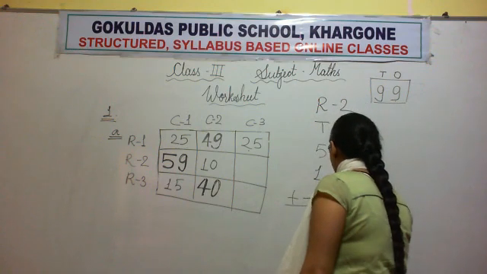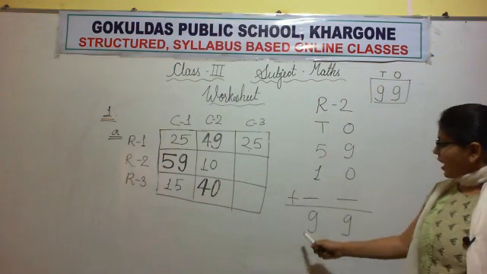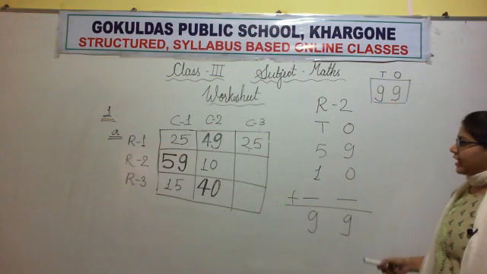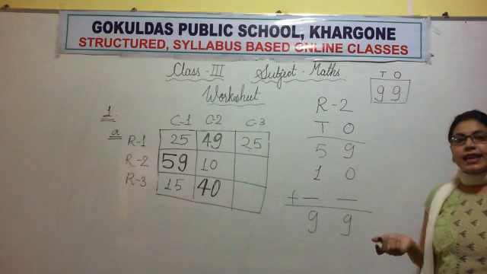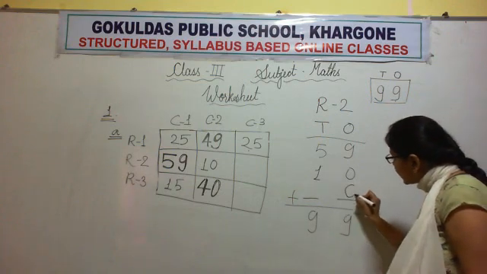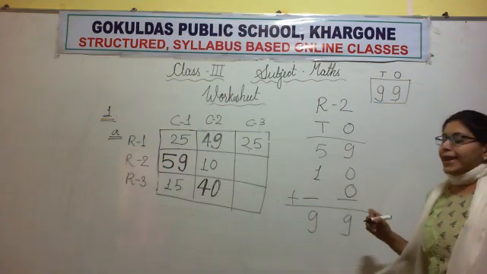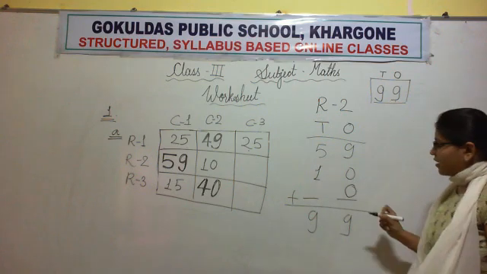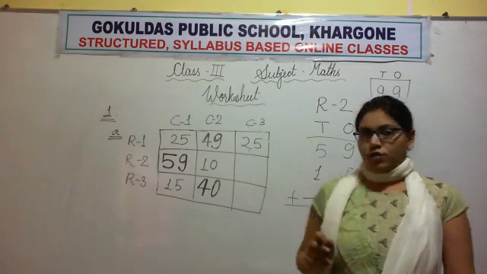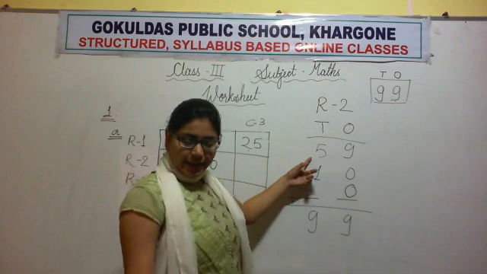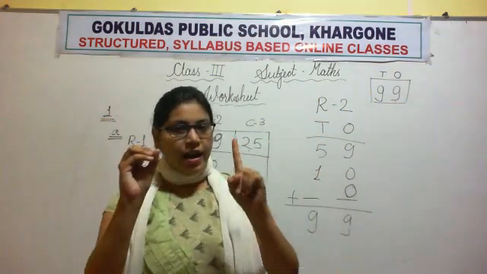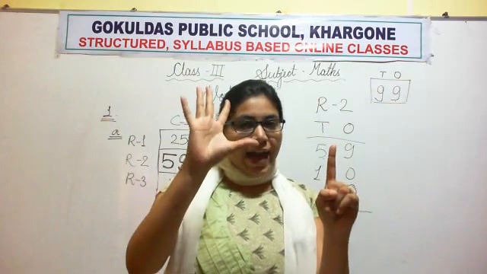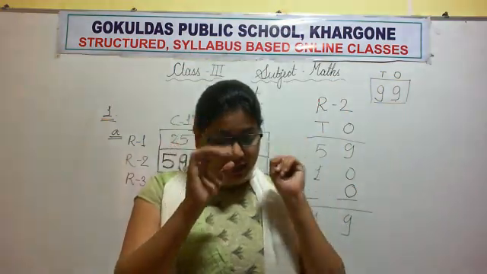But sum we know, that is 99. Again 9 plus 0 is 9. Again when we will add 0, then only we will get 9. So here we will write number 0. Now 5 is there, so we will open 5 fingers, and for this one we will open 1 more finger. So 5 plus 1 is 6.